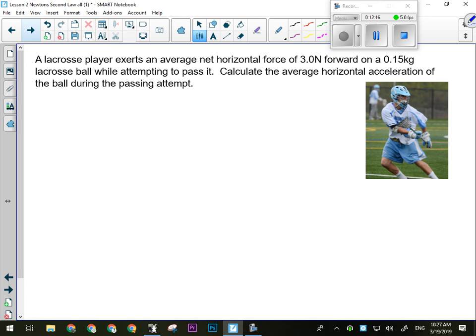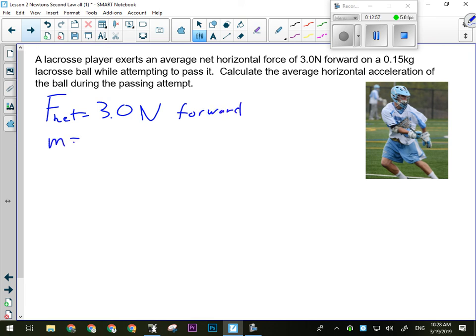All right, so we'll look at this one first. So we got a lacrosse player who exerts an average net horizontal force of 3 newtons forward on a 0.15 kilogram ball while attempting to pass it. Okay, calculate the average horizontal acceleration of the ball during the passing attempt. Okay, so here's what I know. There's only one force. Okay, they don't mention anything else. Okay, I don't need to worry about gravity or normal force or anything like that. It's just talking about the force of the net, okay, on the ball.